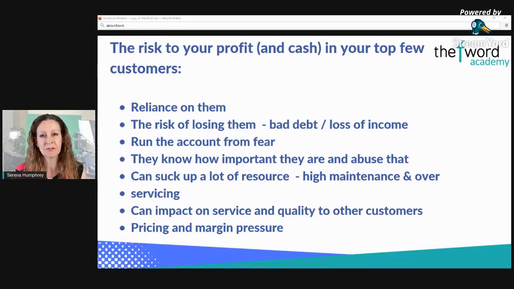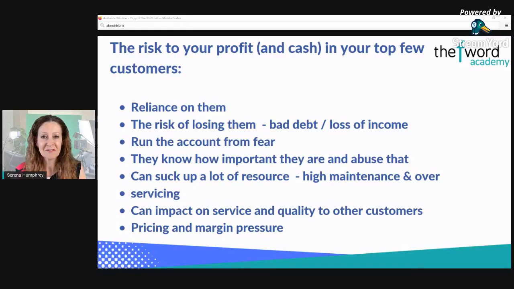Now, my rule of thumb is this. You shouldn't have any one customer so big that if you lost them, you would be in a loss-making position. You can say that's anywhere between 10 and 20% of your income. No one customer should make up more than that. But certainly, if you would be making a loss without them, they are too big for you because they represent a real risk and a real danger to your business. So there's the risk of losing them.